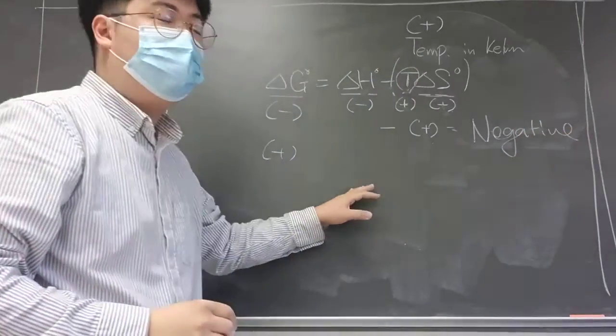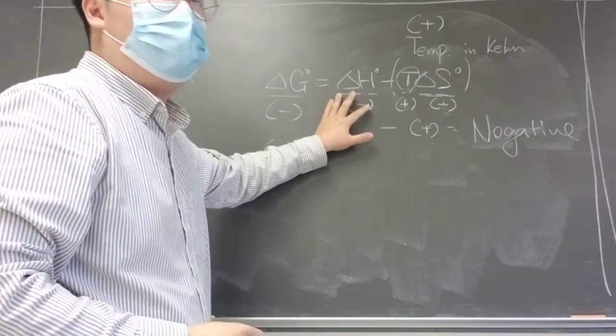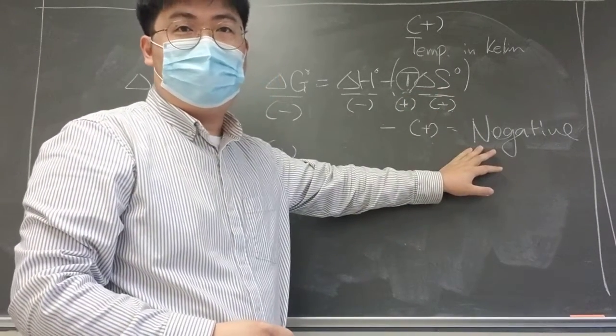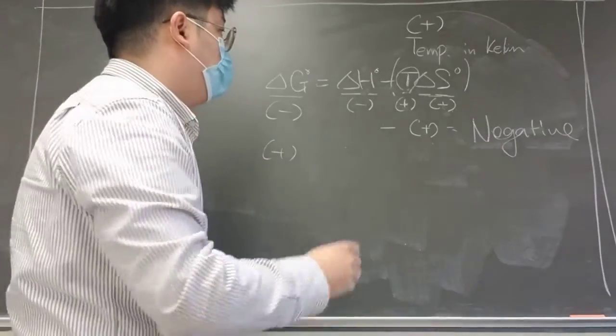Always negative. If you have a negative number for enthalpy change and a positive entropy change, it is always going to be a spontaneous reaction. Okay? So it's the other way.